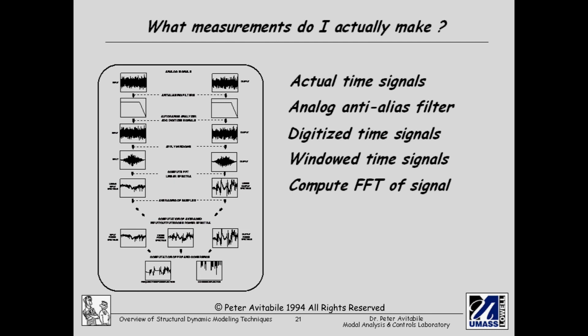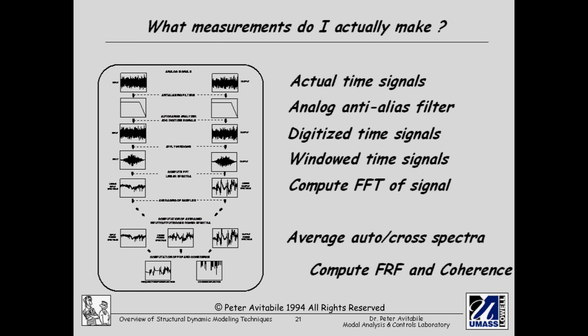So this set of measurements up to this point was for one record or one sample of data. Then what I'm going to do is take another set of data, and these will average the auto and cross spectra for the measurement. Once I have these measured spectra, then I can compute the frequency response function and the coherence.